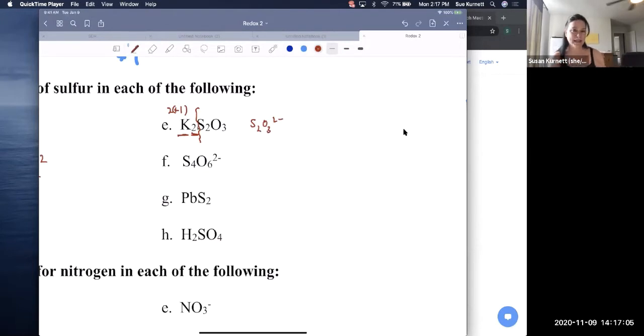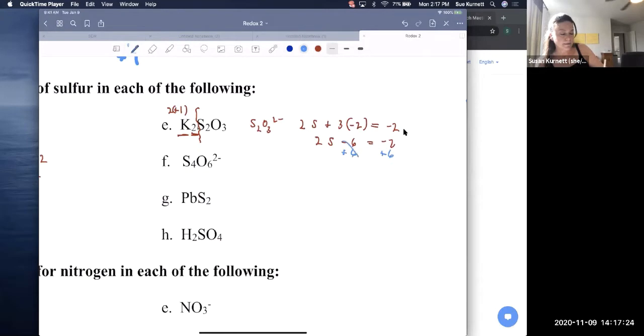Now I say 2 sulfurs plus 3 oxygens in a compound, each one's -2, adds up to the new overall charge, which is -2. 2 sulfurs - 6 equals -2. Add 6 to both sides. 2 sulfurs equals +4, so each sulfur must be +2.